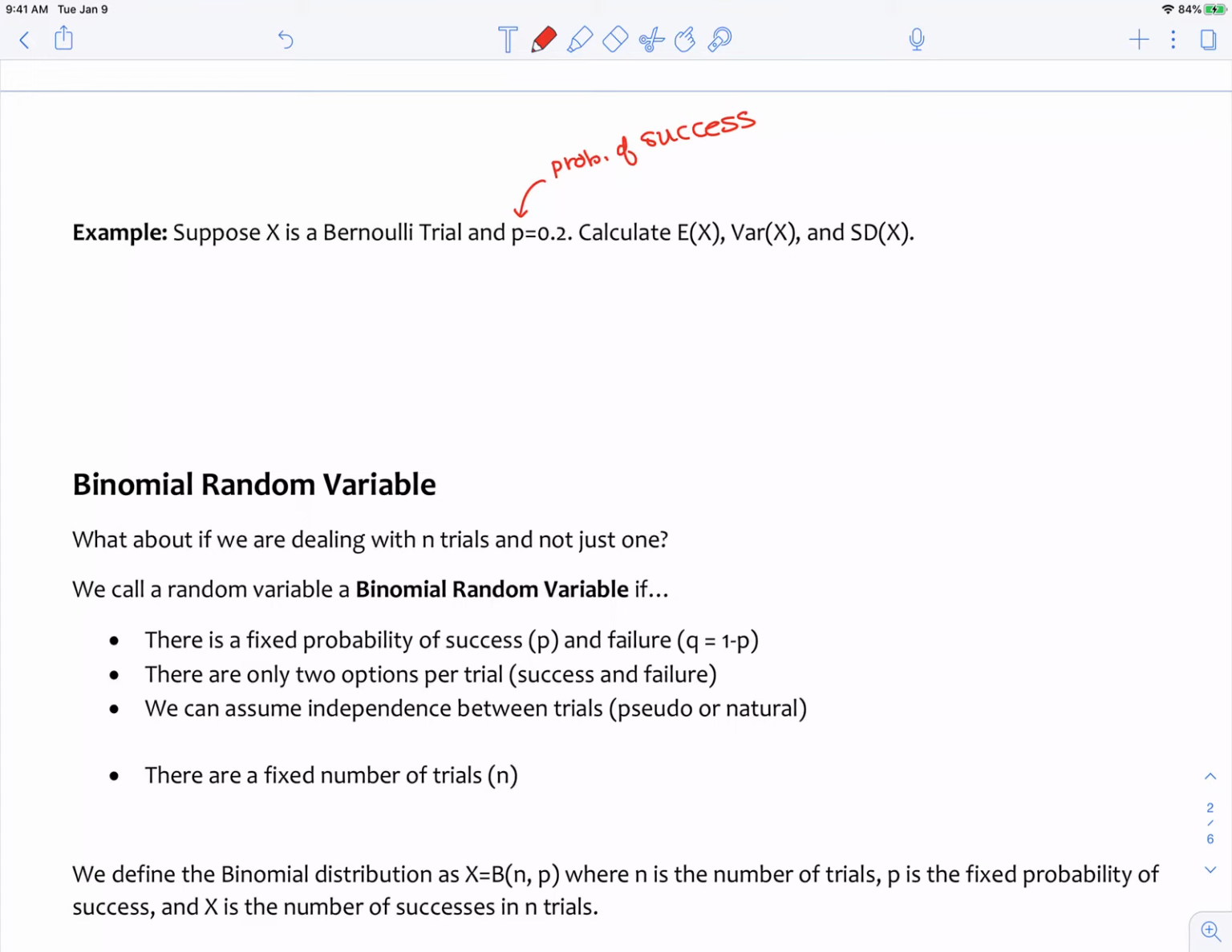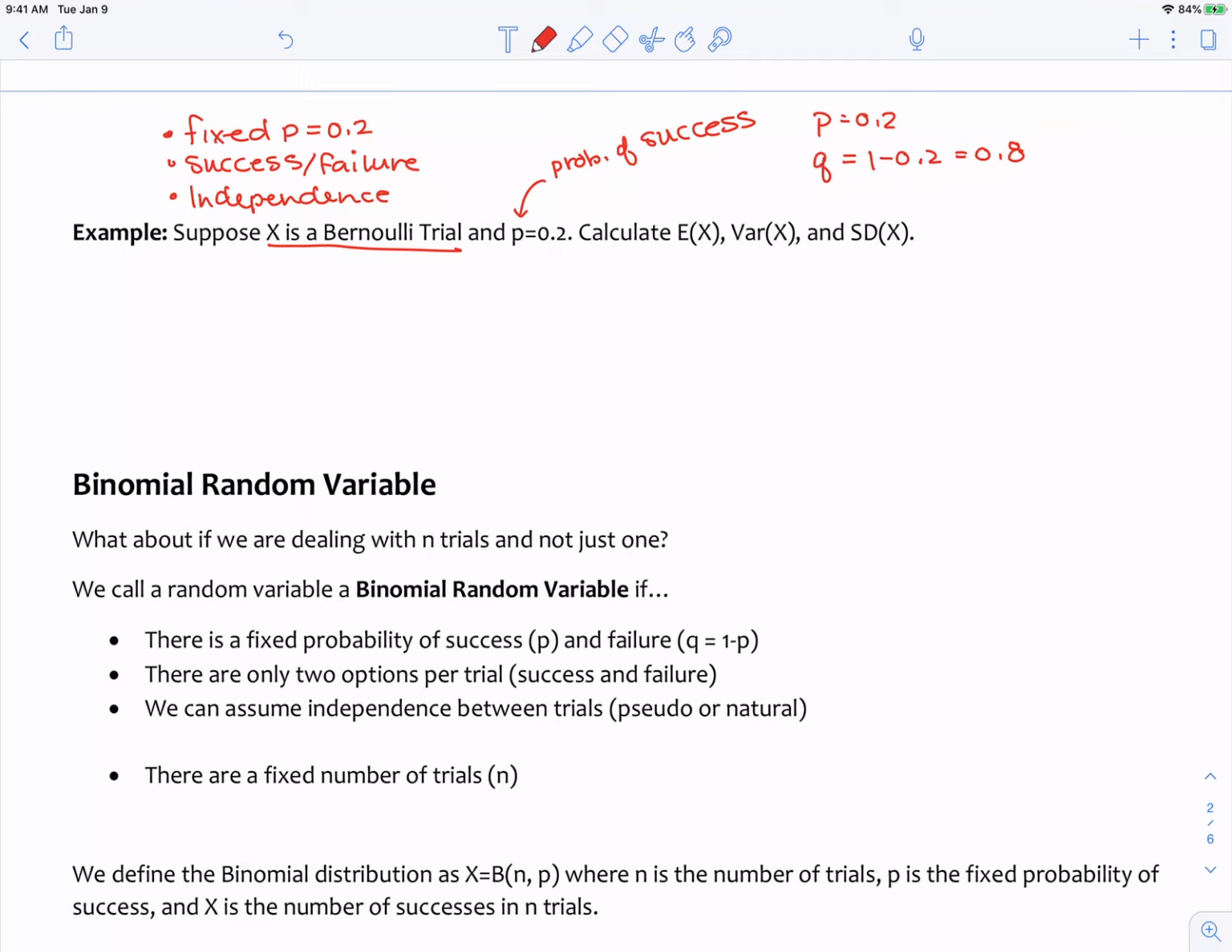Well, if the probability of success, P, is equal to 0.2, then that means the probability of failure, Q, will be 1 minus 0.2 or 0.8, since they're complementary pairs. Because we got that X is a Bernoulli trial, that means we know there is a fixed P, equal to 0.2. We know that we have only success or failure, and we know we have independence, either naturally or pseudo-independence, one of those.